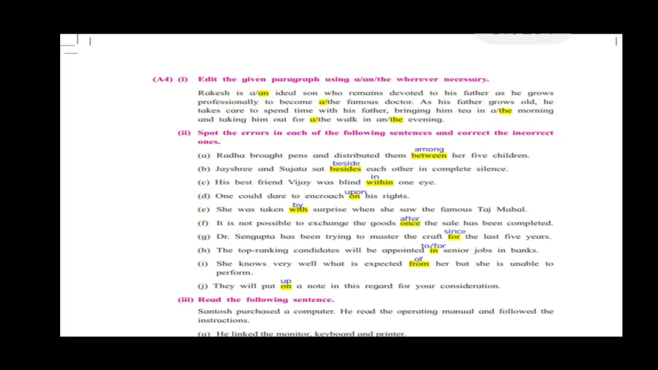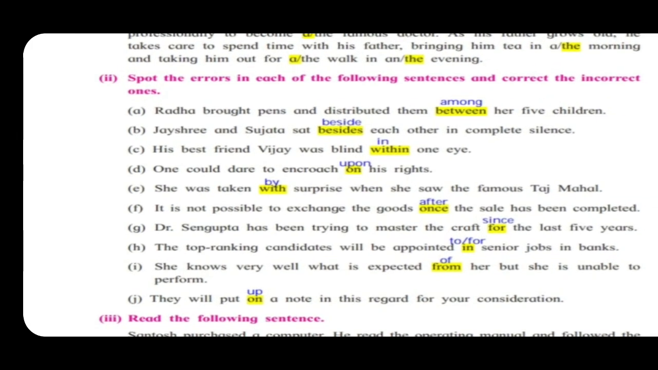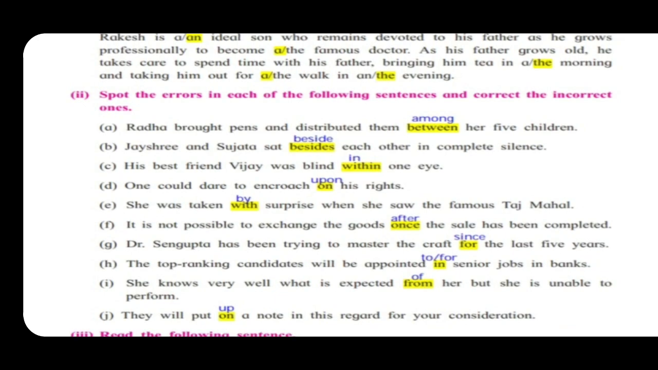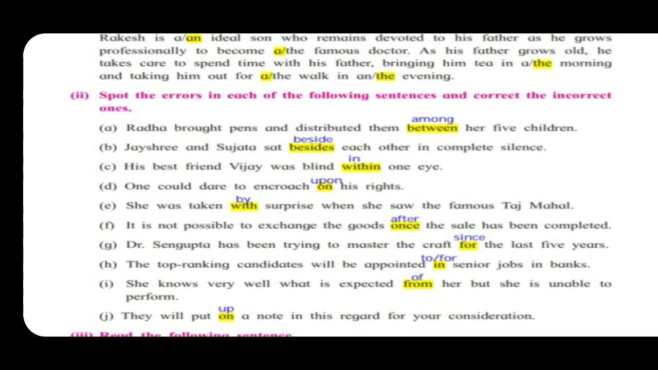Spot the errors in each of the following sentences. You have to spot the error and correct the incorrect ones. First one is: Radha brought pens and distributed them among her 5 children, not between her 5 children. You will write it among her 5 children. Jayashree and Sujata sat besides each other in complete silence. It's not besides, it's beside each other in complete silence.